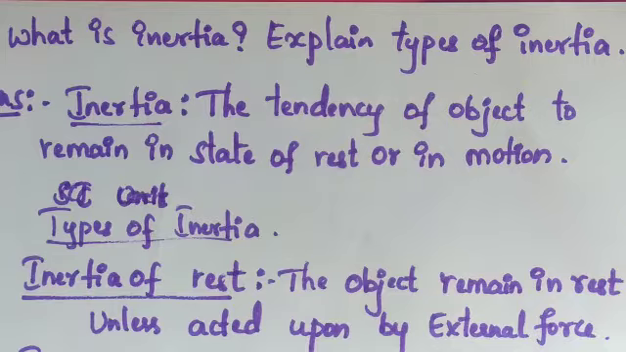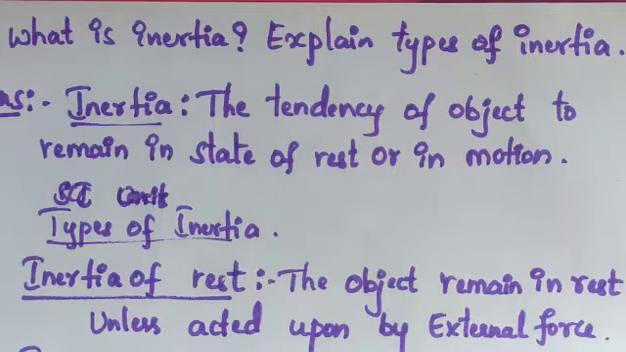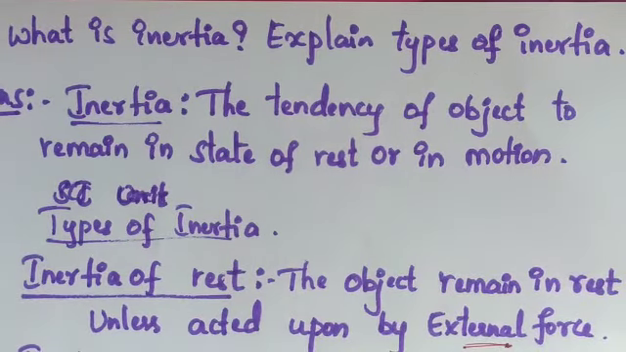For example, we'll take a bus to explain the types of inertia. First, inertia of rest. What does inertia of rest mean? The object remains at rest unless acted upon by an external force. That means when a bus is in a rest position, it will remain in a rest position unless acted upon by an external force. Before starting that bus, or any vehicle, it remains at rest unless an external force is applied on it.